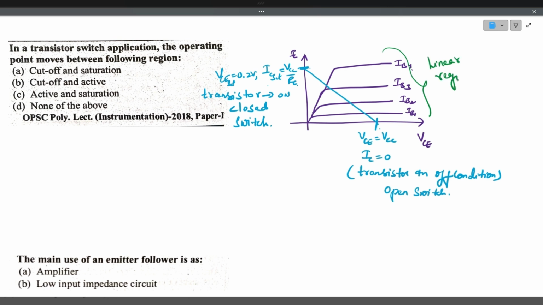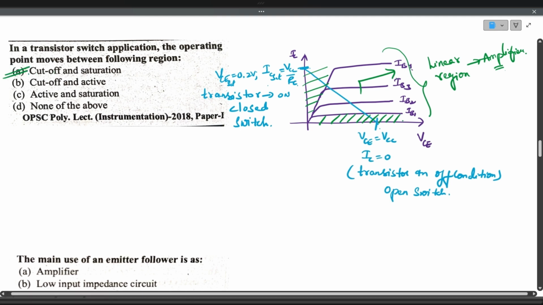This linear region is utilized for amplifiers, reserved for amplifiers. This is the saturation region, and this is the cutoff region. Saturation and cutoff regions are utilized by the transistor when it is acting like a switch. The linear region will be used by the transistor when it is acting like an amplifier. So here the answer is cutoff and saturation, option A.